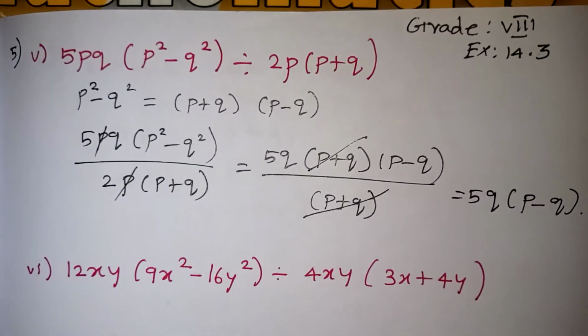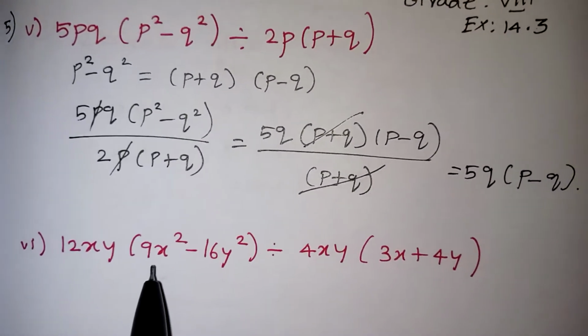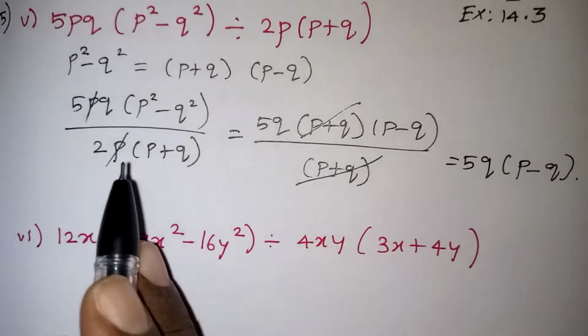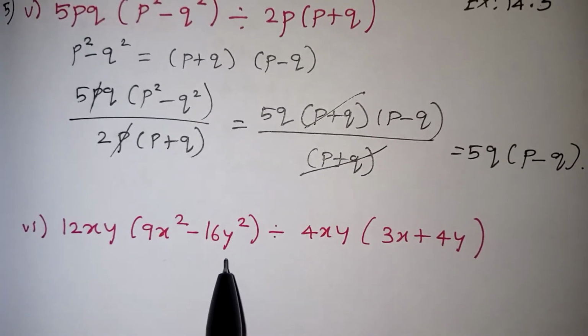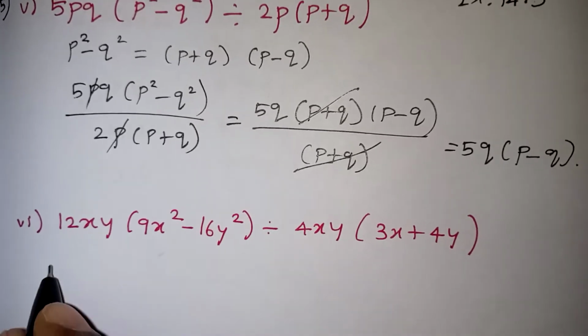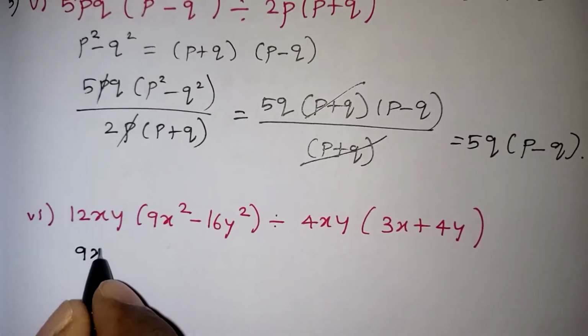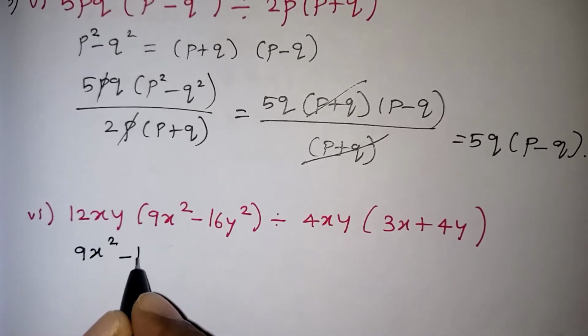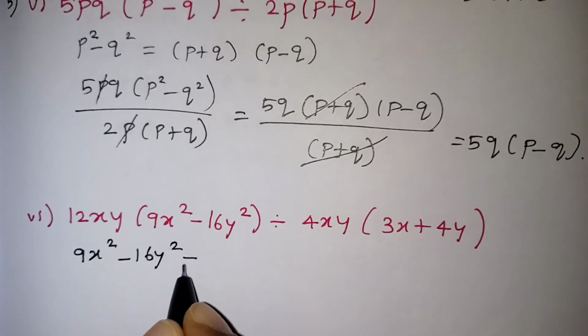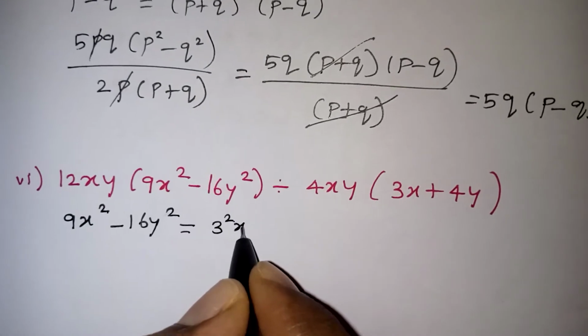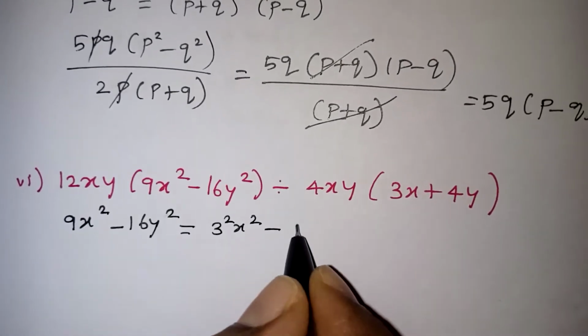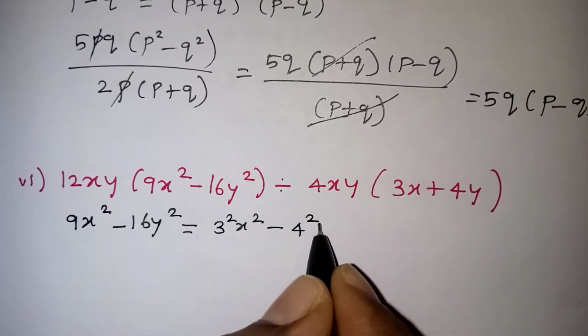Now we will move on to the next problem. If it is a whole square, we can apply the identity like this, p squared minus q squared. Here we have 9 into x squared, 16 into y squared. So we have to write it. We know that 9 is also a perfect square number, 16 is also a perfect square number. So 9 can be written as 3 squared and the x squared. 16 can be written as 4 squared and this y squared.